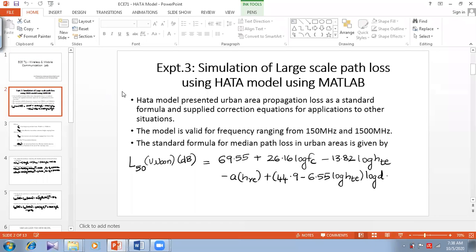So in our first session, we had considered the Okumura model. We had implemented the Okumura model using MATLAB. Now the next experiment which we are considering is the Hata model.